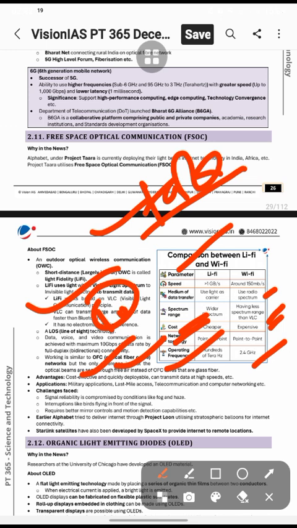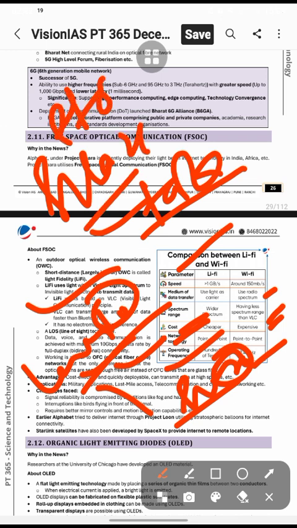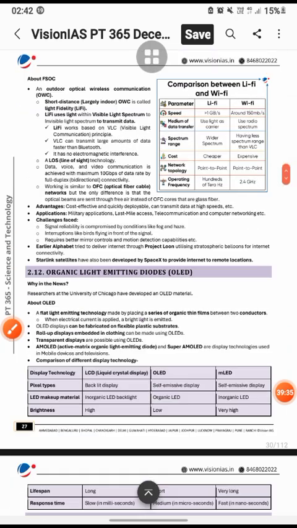The earliest one from Alphabet was Project Loon, a stratospheric balloon internet. And the Starlink project by SpaceX provides internet to remote locations. So SpaceX's Starlink project and Project Loon, these two things were given there.